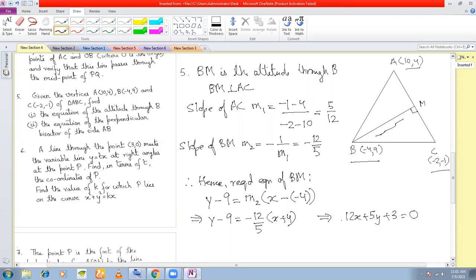Okay, easy enough question. First part. Second question. Equation of a perpendicular bisector of the side AB. So draw a perpendicular bisector of the side AB.